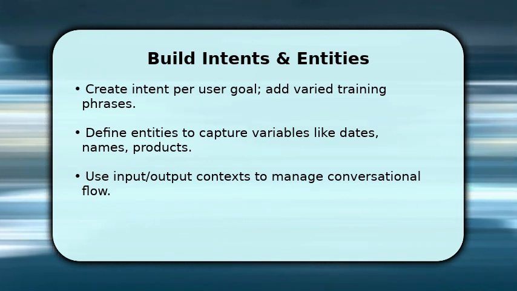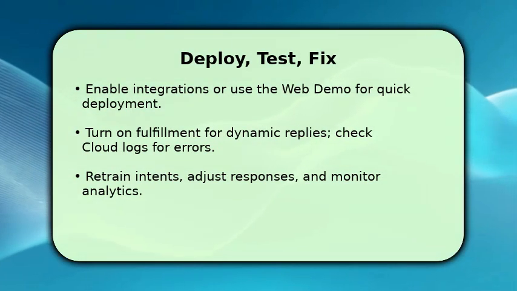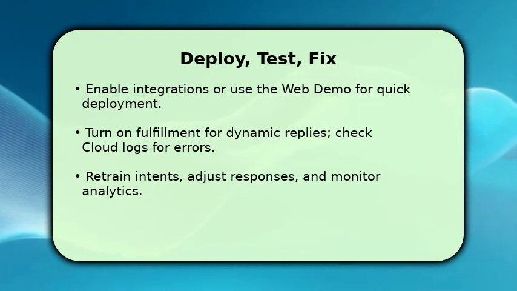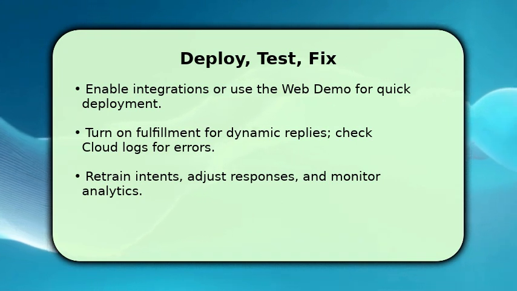Finish by connecting your agent to a channel. Use the built-in web demo or enable an integration like Messenger to reach users quickly. If you need dynamic answers, enable fulfillment and point it to a webhook. Make sure the webhook URL is reachable and returns JSON.